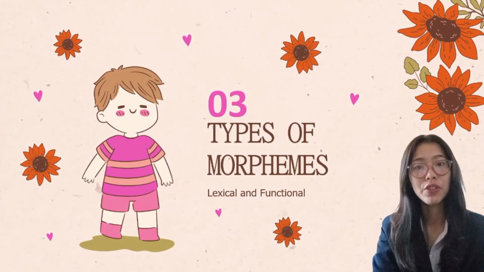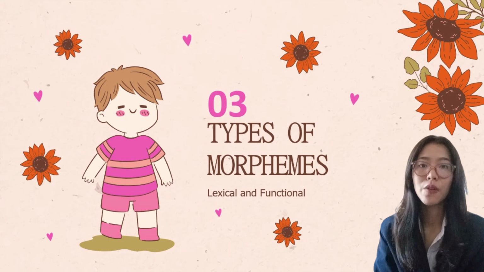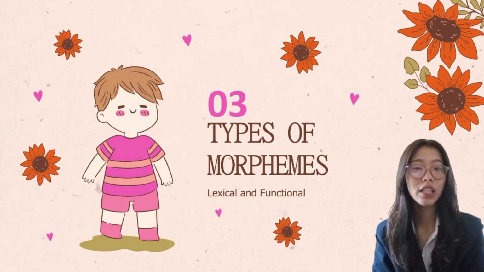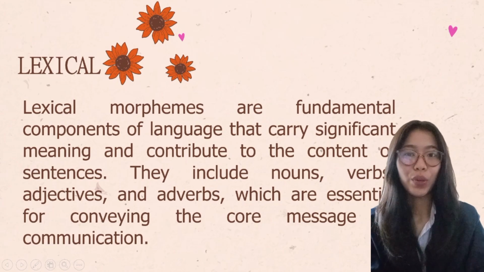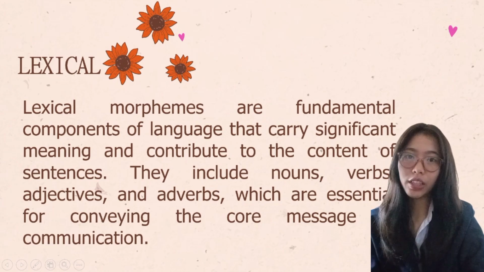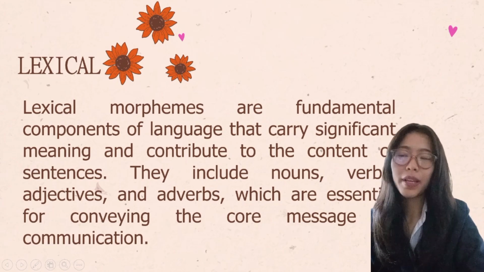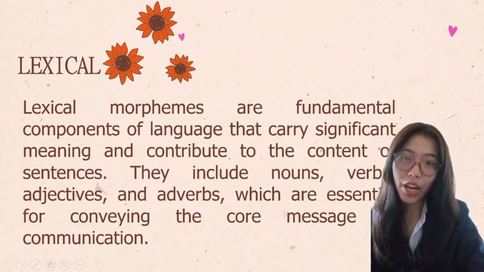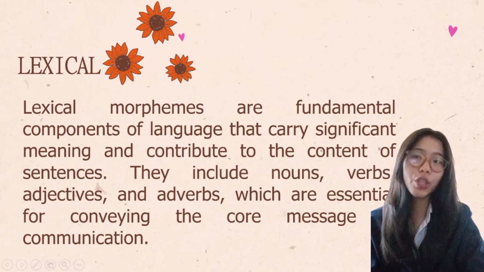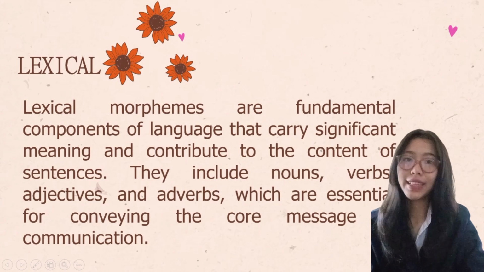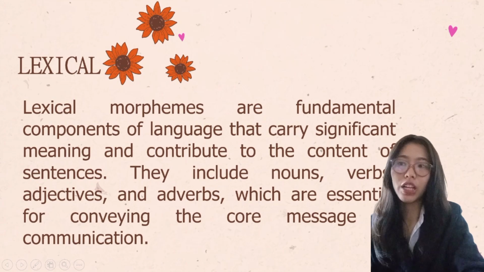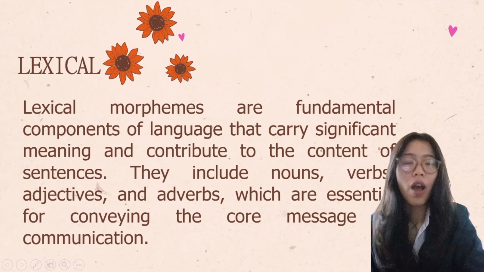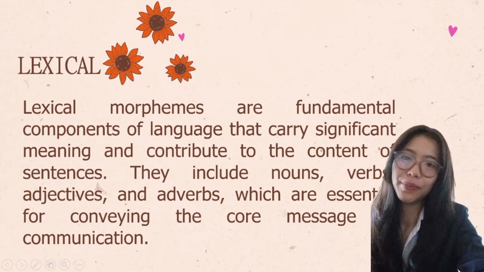The third material is about types of morphemes, that is lexical and functional. First, I would like to explain the lexical. Lexical morphemes are fundamental components of language that carry significant meaning and contribute to the content of sentences. They include nouns, verbs, adjectives, and adverbs, which are essential for conveying the core message in communication.